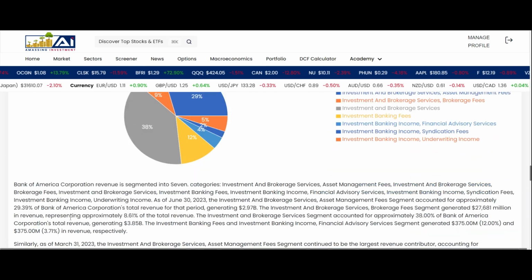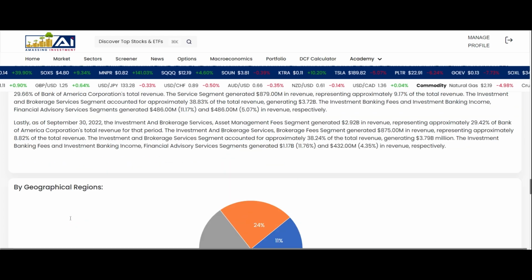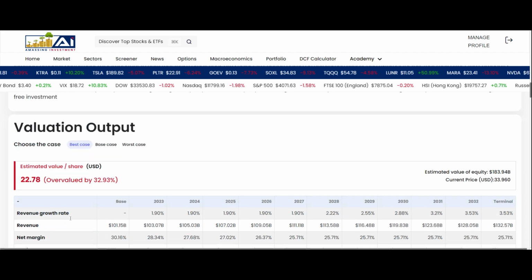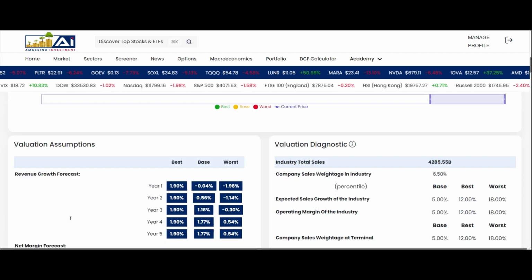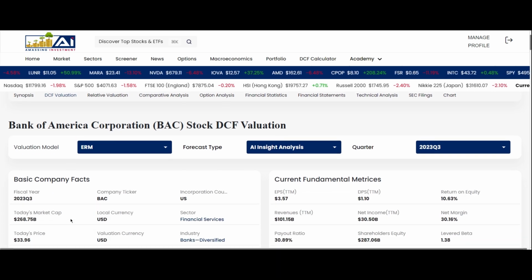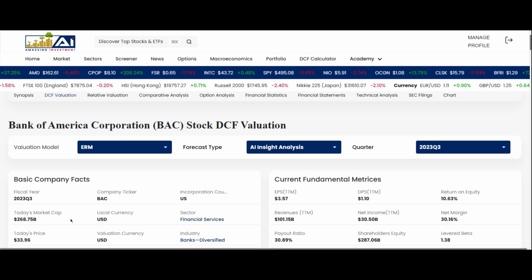This marks the end of our detailed guide on valuing Bank of America using the excess return model, ERM, within the DCF framework. Our goal is to equip you with the necessary insights to grasp the intrinsic value of companies such as BAC. Concluding, the essence of investing lies in continuous learning and informed decision-making. May your investment journey be guided by knowledge and prudence.